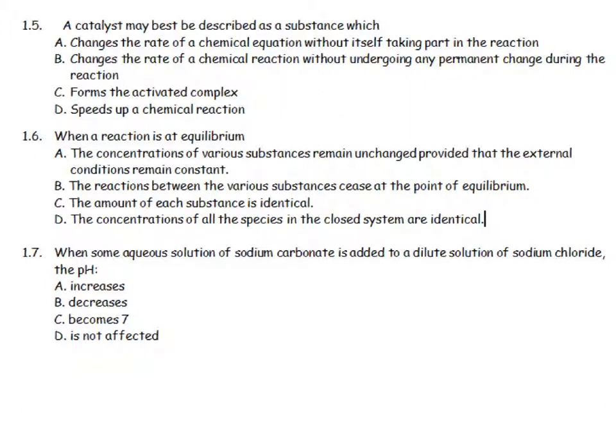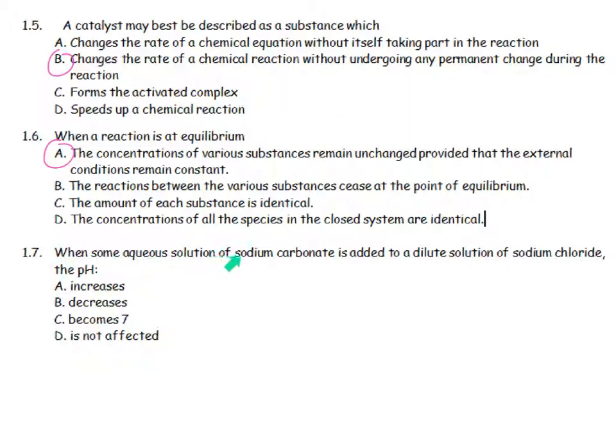When a reaction is at equilibrium, what can we say? We can say that the concentrations of the various substances remain unchanged, provided that no external conditions change. So that seems like a reasonable answer. Just reading through the others, the reactions between the various substances cease. They don't cease, they keep going backwards and forwards. The amount of each substance is identical. That is not true. They just remain constant, but they're not the same. And the concentrations of all species in the closed system are identical. That's pretty much the same as the previous one, and it's not true.